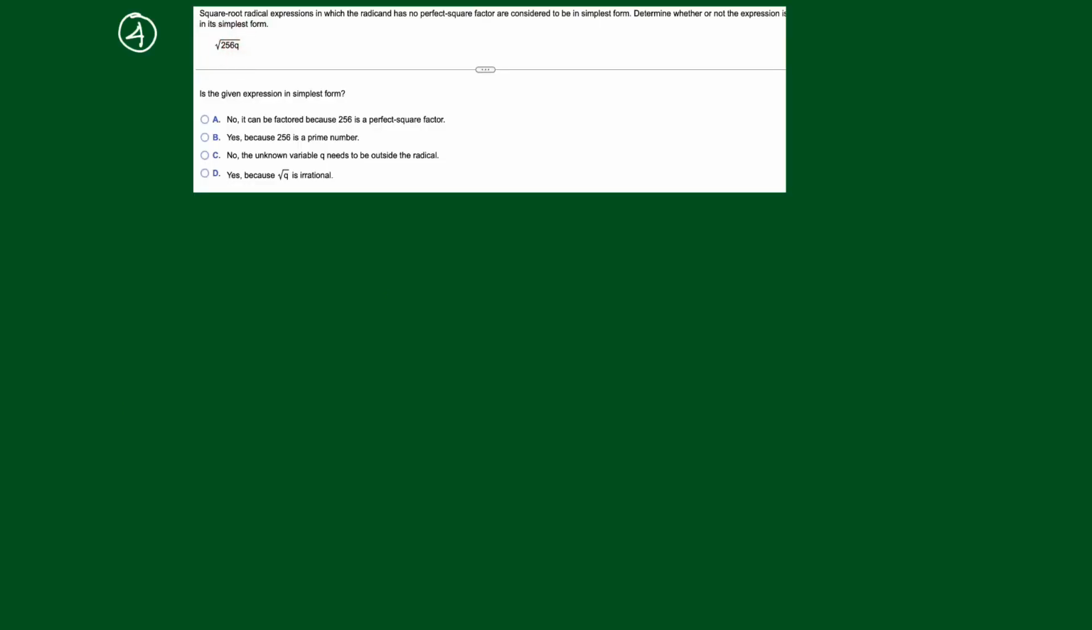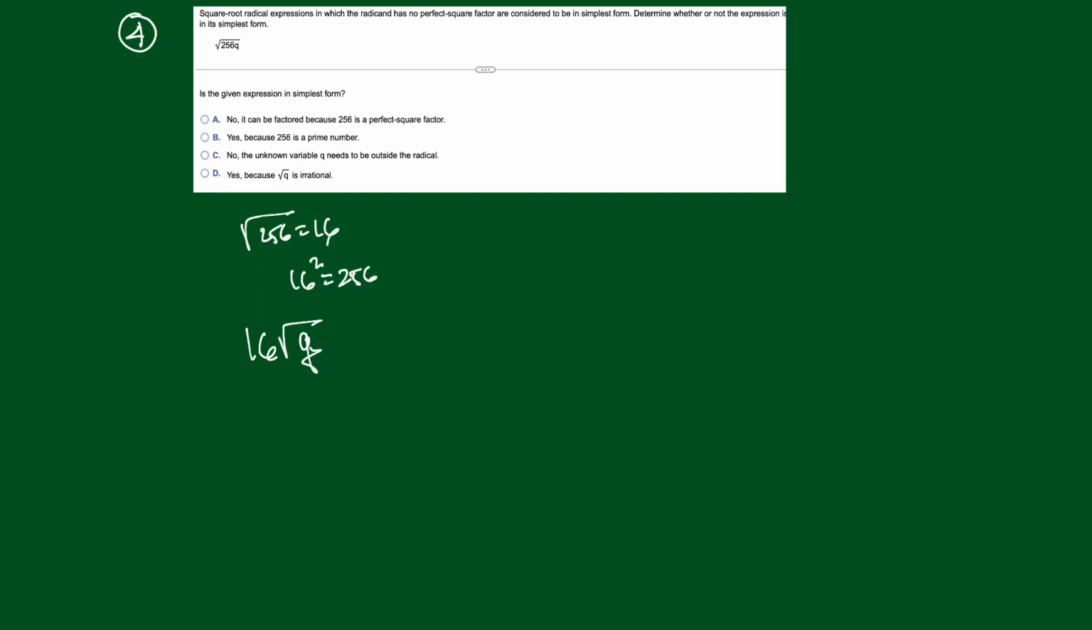So what do you think? Let's see. Is the given expression in simplest form? You know what? 256 is a perfect square. So what do you think? Is this in simplified form? I'm going to say no, because square root of 256 is 16, right? 16 squared is 256. You can do that on your calculator to be sure. So this number under the radical has a perfect square in it. So this could be simplified to this. We could write 16 square root of q.